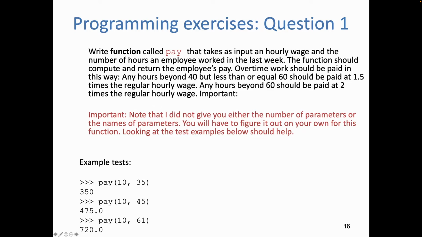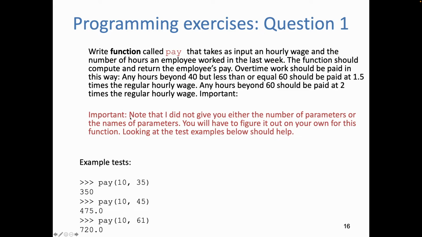Overtime work should be paid in this way. Any hours beyond 40 but less than or equal to 60 should be paid at 1.5 times the regular hourly wage. Any hours beyond 60 should be paid at 2 times the regular hourly wage.